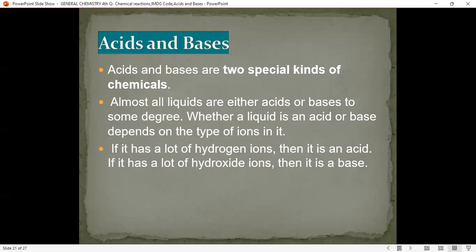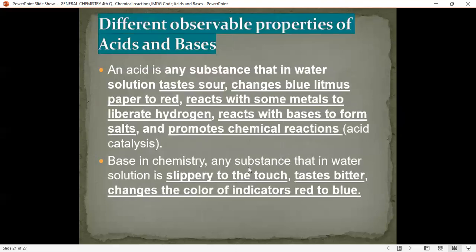Of course, we cannot literally know that this is an acid by simply trying to smell it and say hydrogen ions are here. No, we can also see that in their descriptions, and how manufacturers were able to store them in specific containers. So if it has a lot of hydroxide ions, then it is a base. Okay, so let's proceed to the different properties of acids and bases.